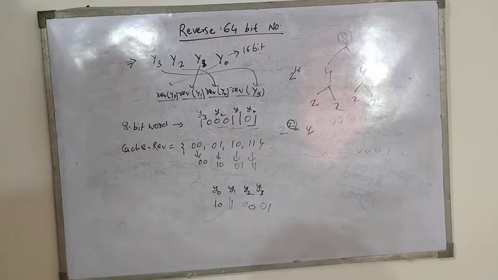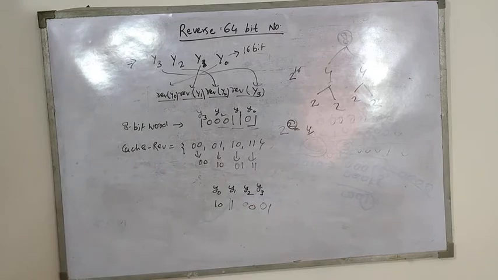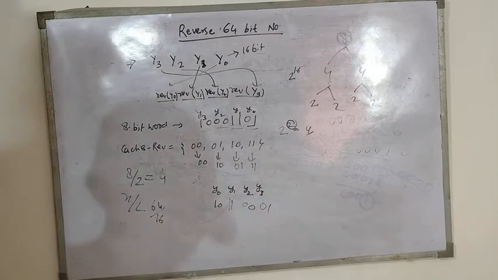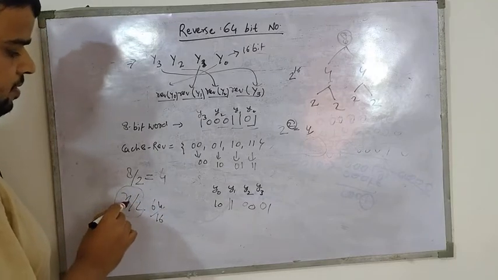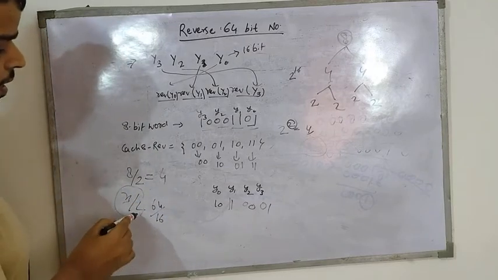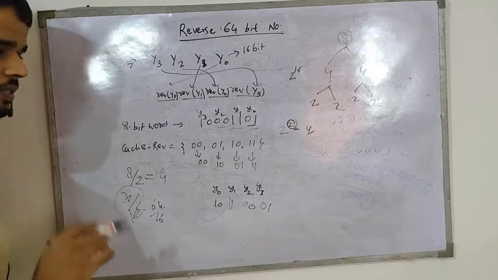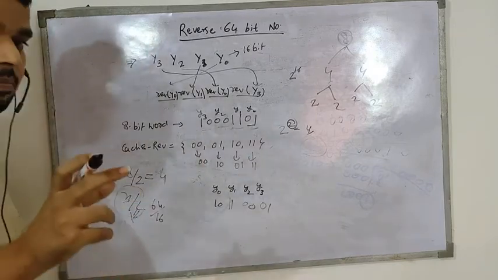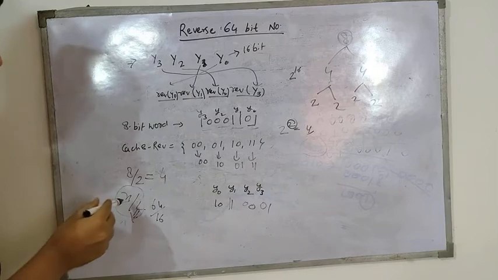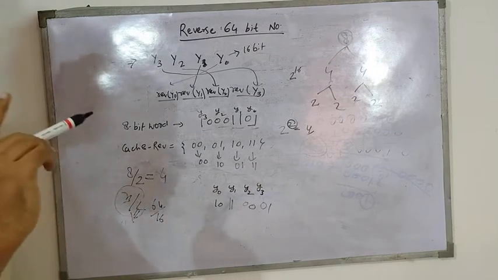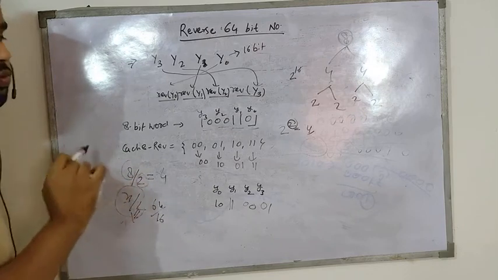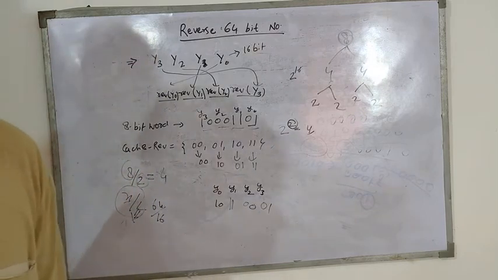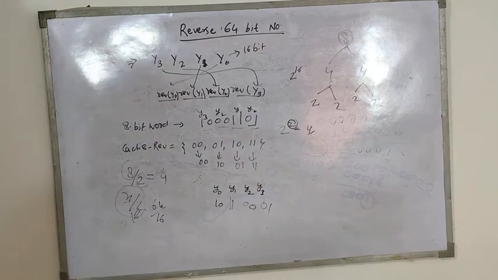Let me give the exact code for this algorithm. What is the complexity of this algorithm? The complexity will be n by l, where n is the actual size of your word and l is the base size of the word. In our case n is 64 bits and l is 16, and in the small example n was 8 and l was 2. So the complexity of the algorithm is order of n by l.